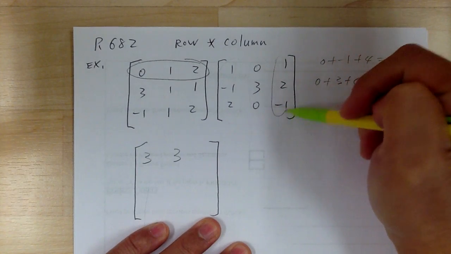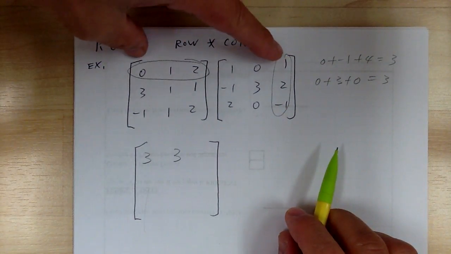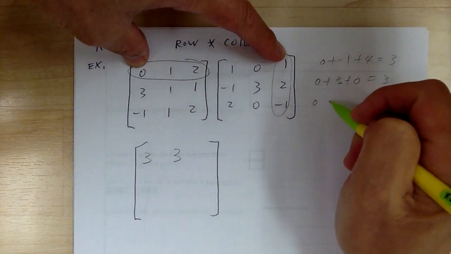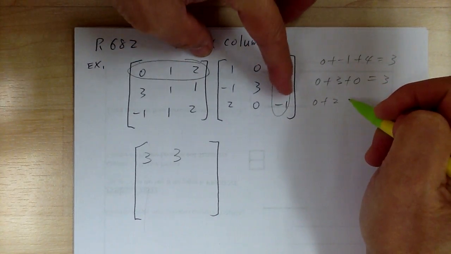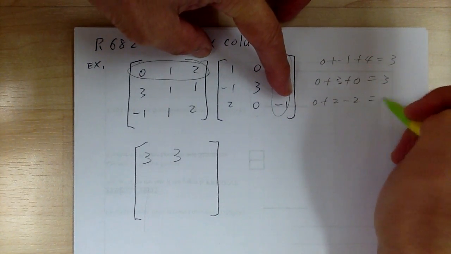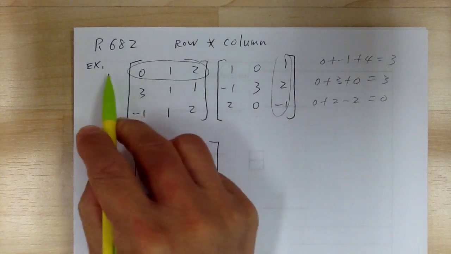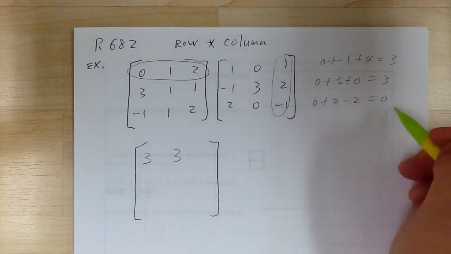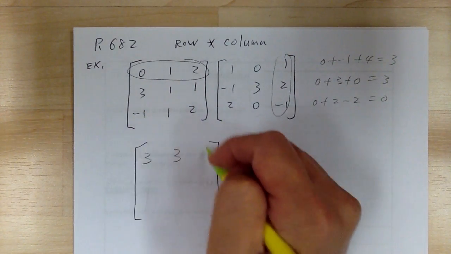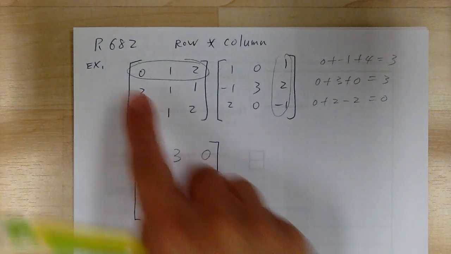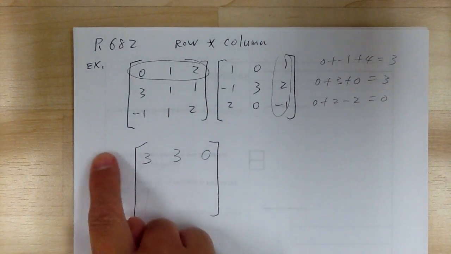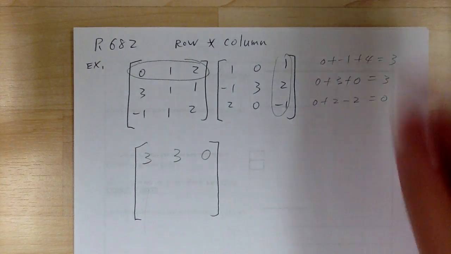Then you do this way. So this would be 0 plus 2 minus 2 equal to 0. So this is the first row, third column. So the answer will go first row, third column, and so it would be 0 over here. Right? First row, third column. Okay, so now you're done.